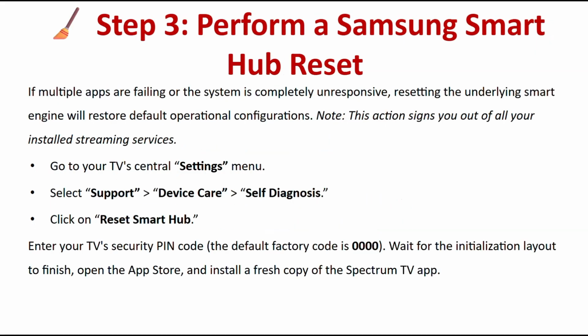Step 3. Samsung Smart Hub Reset. Go to your TV Settings menu. From there select Support, go to Device Care, then tap on Self-Diagnosis. Now click on Reset Smart Hub. Now enter your TV security PIN code. The default factory code is 0000. Wait for the initialization layout to finish. Open the App Store and now install a fresh copy of the Spectrum TV app.